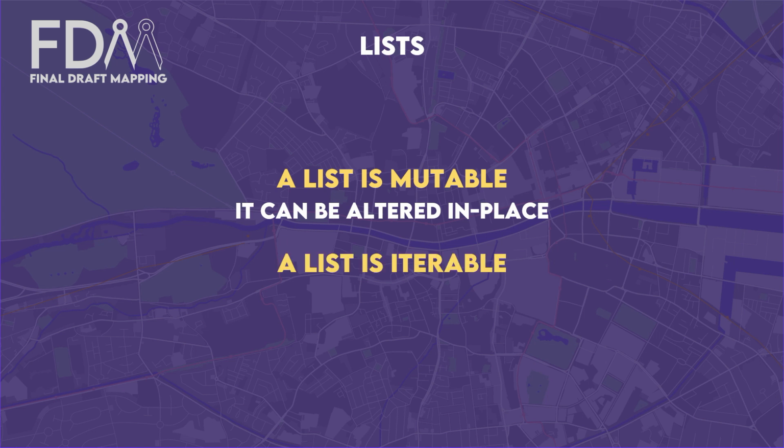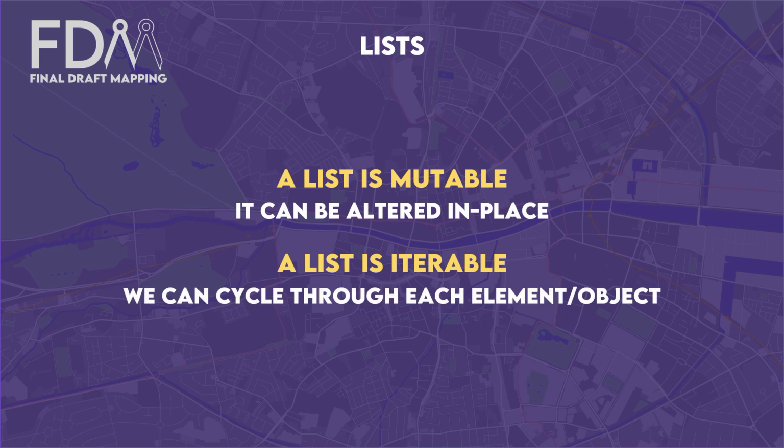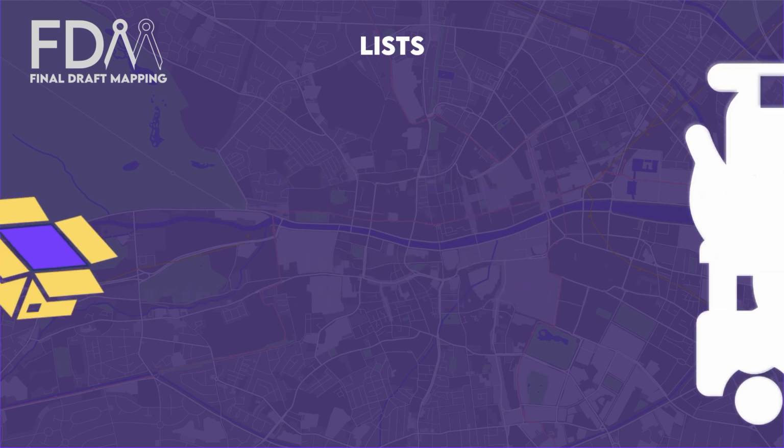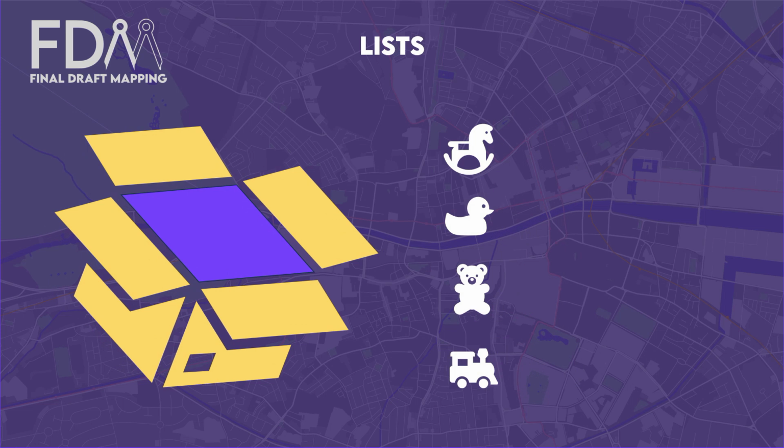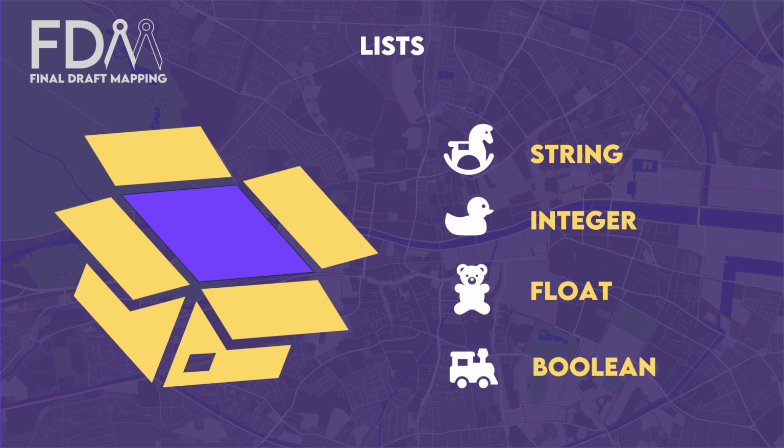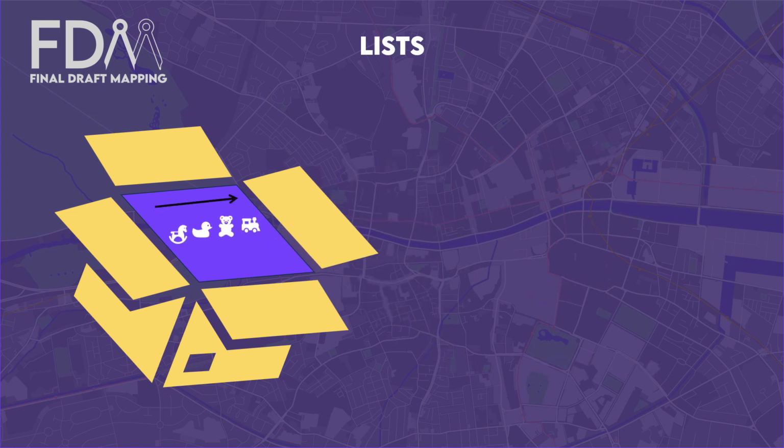A list is also iterable. This means that we can cycle through each element or object in the list, one element at a time. You could picture a list like a magical box for a kid, let's say, and they want to place their toys in an order where they know where to access each toy every time they want it. Here we'll set our rocking horse to be a string, our rubber duck to be an integer, our teddy bear to be a float, and our toy train to be a boolean. We then add these to our box, our list, in a specific order.